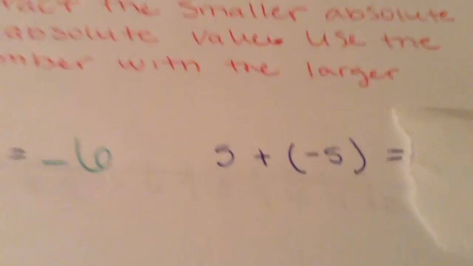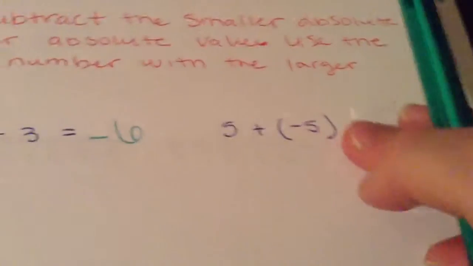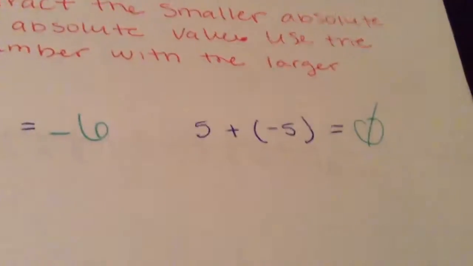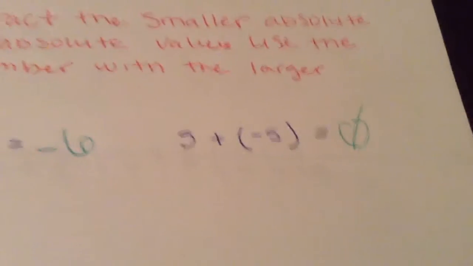5 plus negative 5 doesn't exactly matter because what? It cancels it out and it's a 0. Because 5 plus negative 5, it's a 0. You run out of numbers. Alright, and that was our second method.